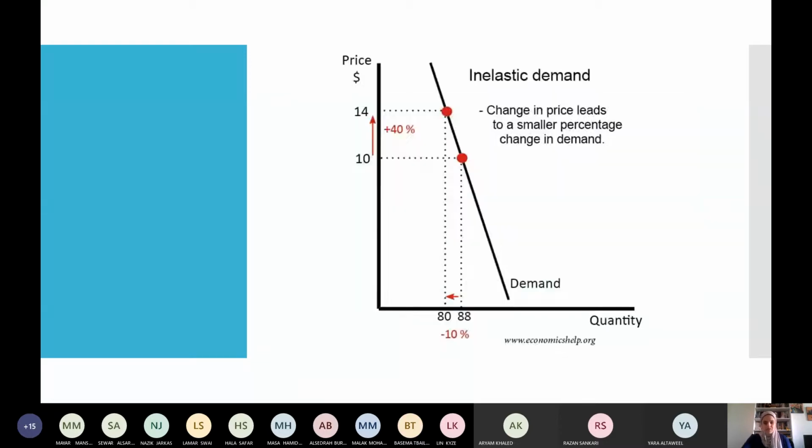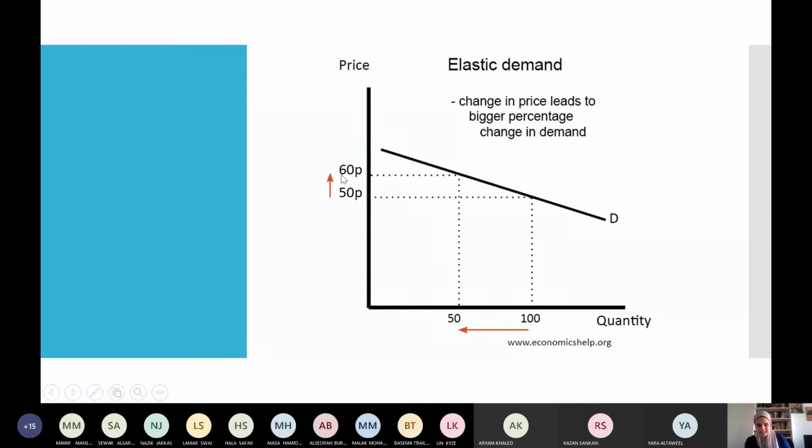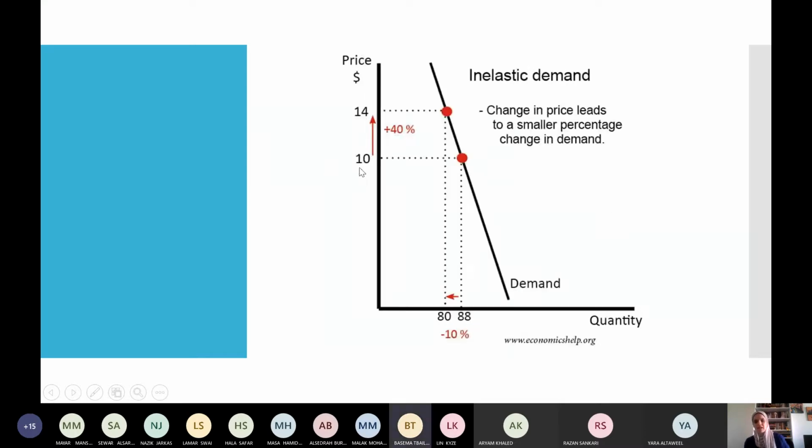Girls, in the previous one, he increased the price by 10 riyals, but the demand dropped. The drop is 50, the price is 10. Here he increased the price by 40%, from 10 to 14. He increased it 40%. But what happened to the amount? It decreases 10%. So he will earn more. How? I will tell you.